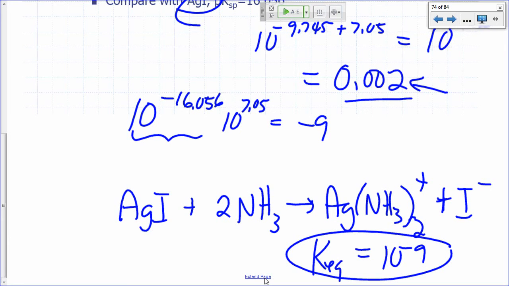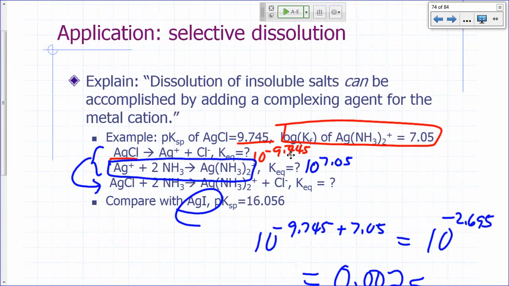So a practical application of this in the lab: you have a mixture of chloride and iodide. You want to separate them. So you add silver nitrate to both of them. You'll get silver chloride and silver iodide. But if you want to separate them, you can add ammonia to your mixture. Your silver chloride will dissolve. Your silver iodide will remain as a solid. Okay, so this is selective dissolution by adding a complexing agent for the metal cation. Okay, so these are some practical applications of equilibrium in the lab.